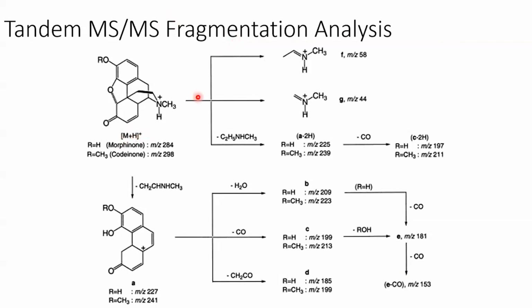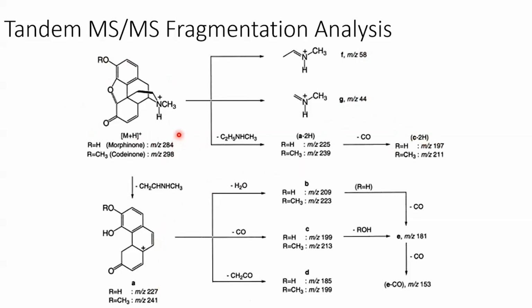So here we could be looking at morphinone or codenone, depending on what this functional group is. Let's just look at the top one. We're going to look at morphinone. If you ran morphinone through a mass spectrometer, what you're going to get is this molecular ion peak. So the top one shown here, you will get 1, 2, 3, 4, 5, 6 fragments in your spectrum.